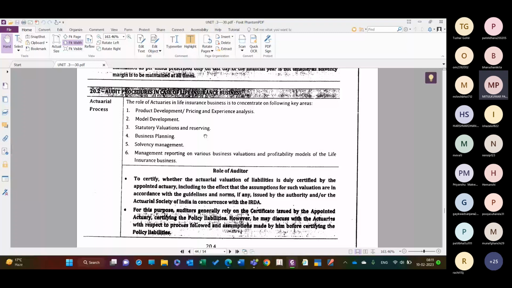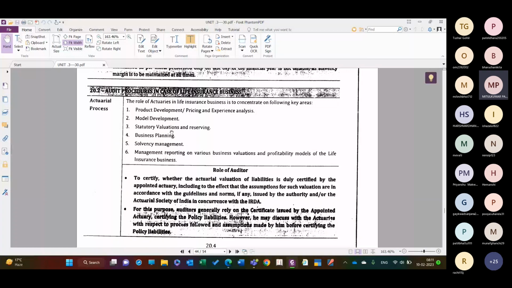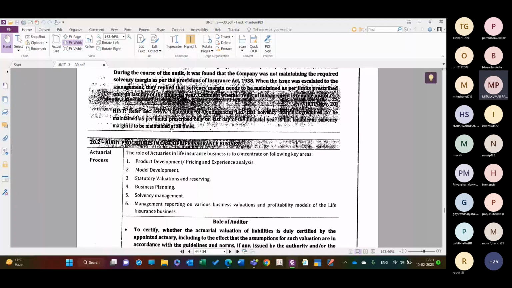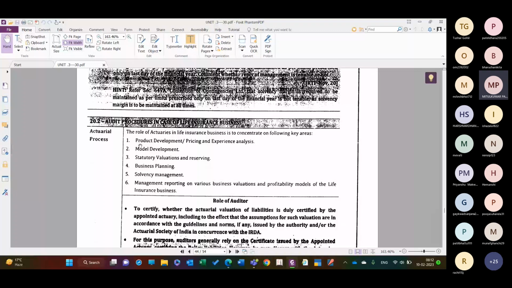Reserving provisions, statutory business planning, solvency management, management reporting on various business valuation and profitability models of the life insurance business. So it looks very easy to write in examinations, right? If that question is asked, the audit procedure in case of life insurance business. But in practice, to implement all this is quite complex, right? So when the auditor goes for the purpose of audit, they also have to adopt all this into the actual process in this country.